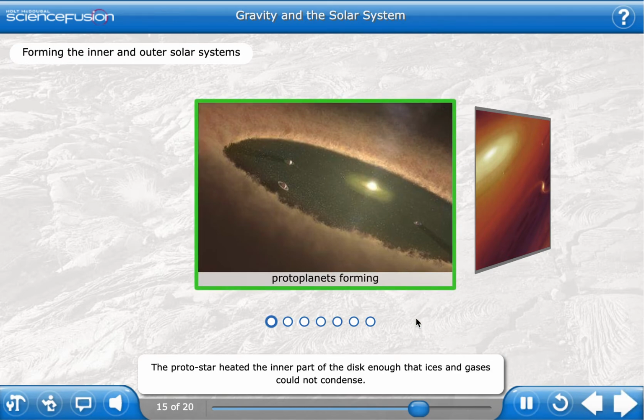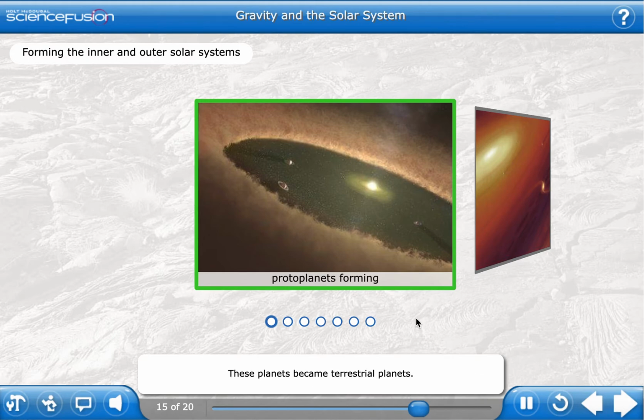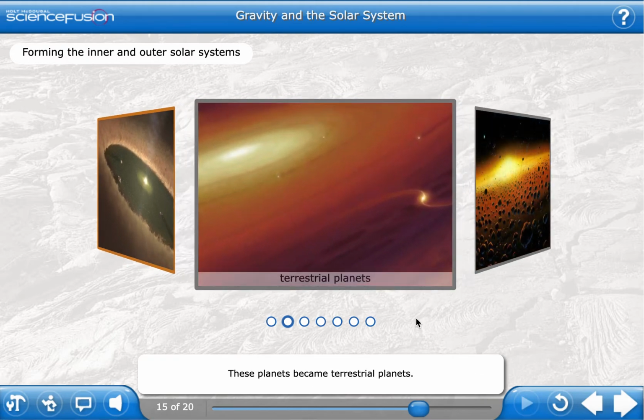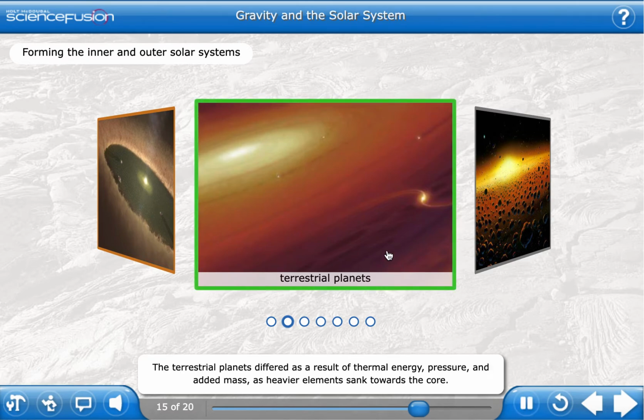The protostar heated the inner part of the disk enough that ices and gases could not condense. Only rocky materials and metals condensed. So rocky, metallic planets formed in the inner disk. These planets became terrestrial planets. The terrestrial planets differed as a result of thermal energy, pressure, and added mass, as heavier elements sank towards the core.